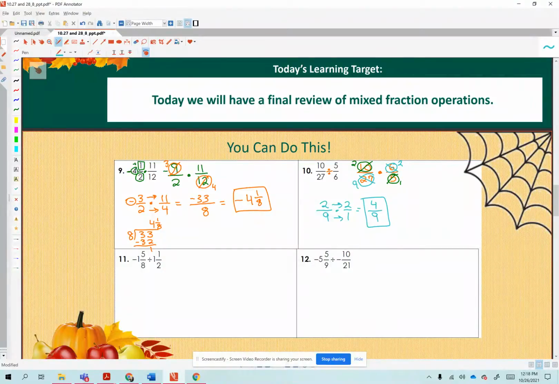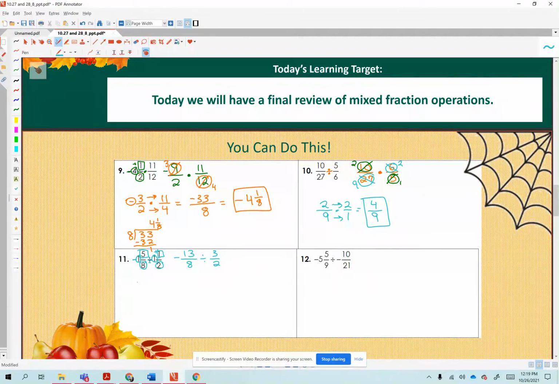We have number 11, negative 1 and 5/8. So we have a negative being divided by a positive 1 and 1/2. So our answer here will be negative. So first we need to convert this negative 1 and 5/8 to an improper fraction. So we have 8 times 1 is 8, plus 5 more equals negative 13 over 8. And then we're dividing by 2 times 1 is 2, plus the numerator of 1 is 3 over 2.